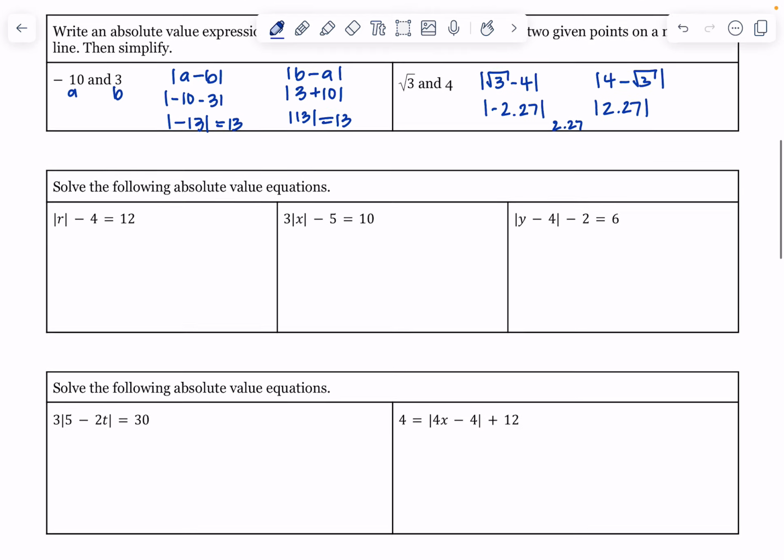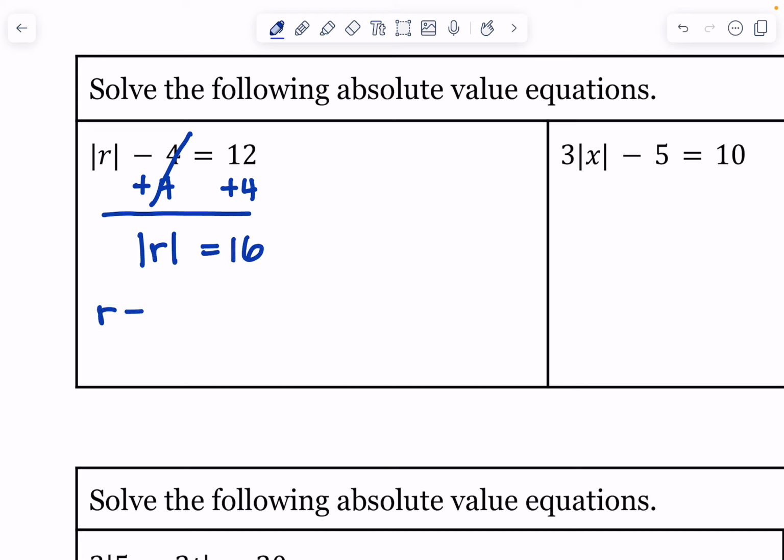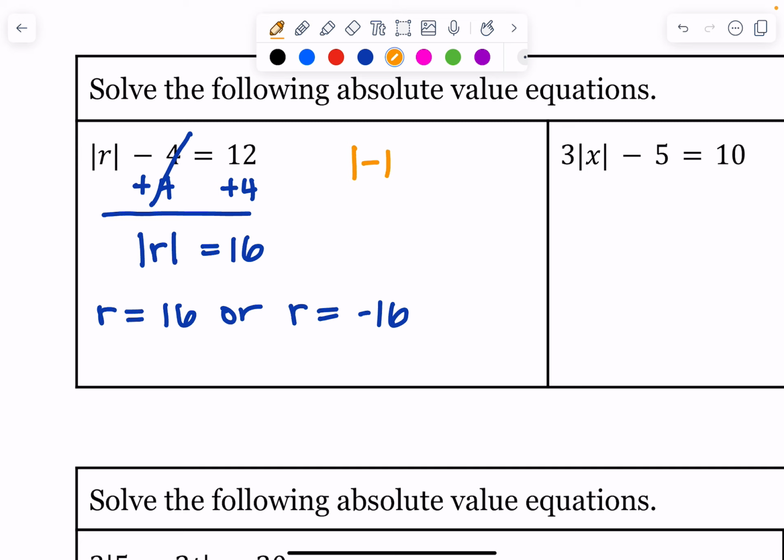Next, solve the following absolute value equations. So for this first one, zoom in, add 4 to both sides. And this says the absolute value of r is equal to 16. So that means that r could be 16 or r could be negative 16. And really quick, that's because if I take the absolute value of negative 16, I get 16. The absolute value of 16 equals 16. So that's kind of like the distance from 0 for both of those is the same.